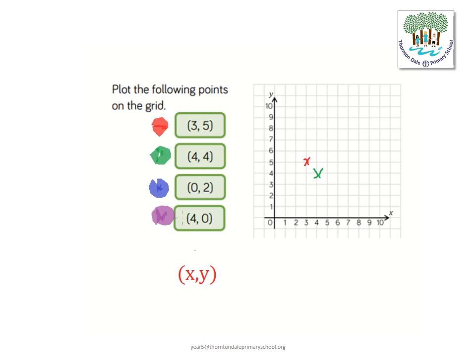Next, look at the blue. We've got (0, 2). So we start at our origin point. If we've got 0 on the x-axis, we're not moving at all. We're still on 0. But our y number is 2, so we go up 2. So that would be here.